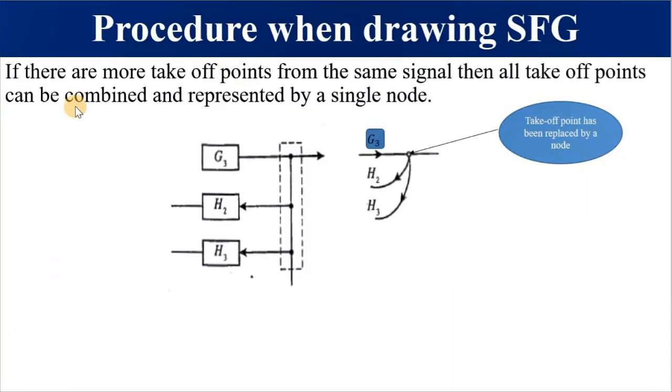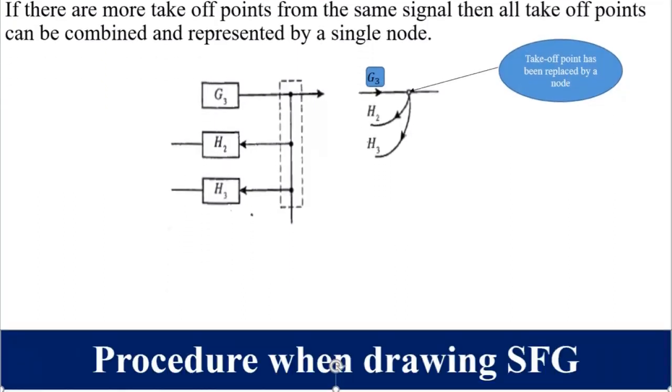More on procedure: if there are more takeoff points from the same point, like in this case, 1, 2, 3, but all are coming from the same signal, which is at this point, then all takeoff points can be combined and represented by a single node as shown. Hence, we have H2 coming from the same point and H3 coming from the same point. So we are saying a takeoff point is replaced by a node.